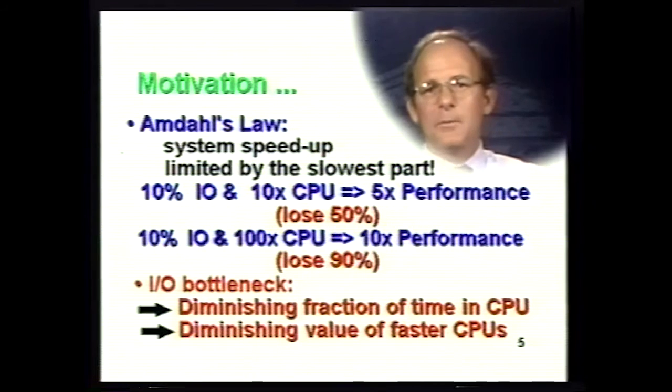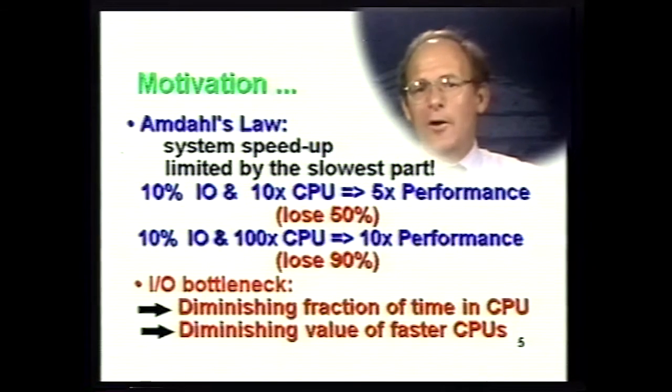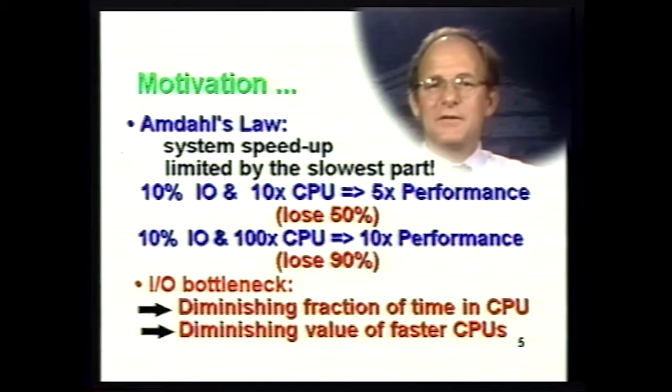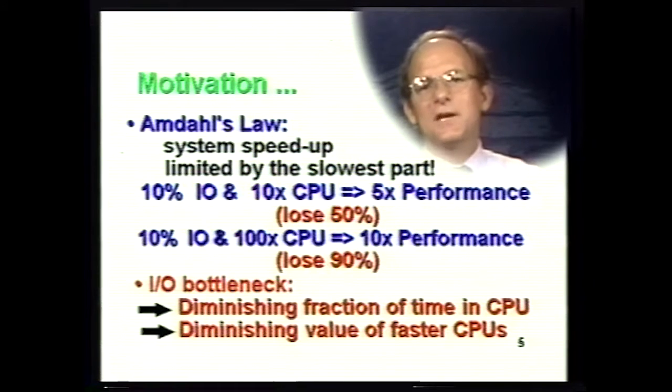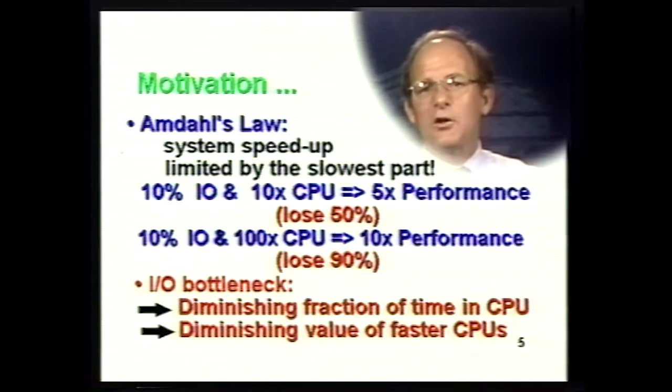Gene Amdahl came up with Amdahl's law that says system speed is limited by the slowest part. So let's do a specific example. If we spend 10% of our time today on I/O and we get a 10 times faster CPU, which comes along pretty quickly, we're only going to get half of that performance potential. We're going to lose 50% of that performance. Similarly, if we take that same program with 10% of its time today on I/O and get a 100 times faster CPU, possibly with multiple processors, we're going to lose 90% of that, getting only 1/10 of its potential.